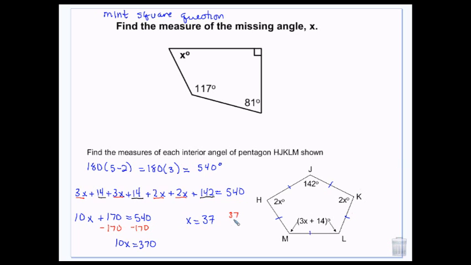Now this is 2x. So 2 times 37 is 74. So this is 74, this is 74. And then this is 3x plus 14. So I have to do 37 times 3, which is 111 plus 14. So each of these is 125. Okay, so now we have all the interior angles. And you'll notice I had to do that because it said find the measures of each angle, not find x.